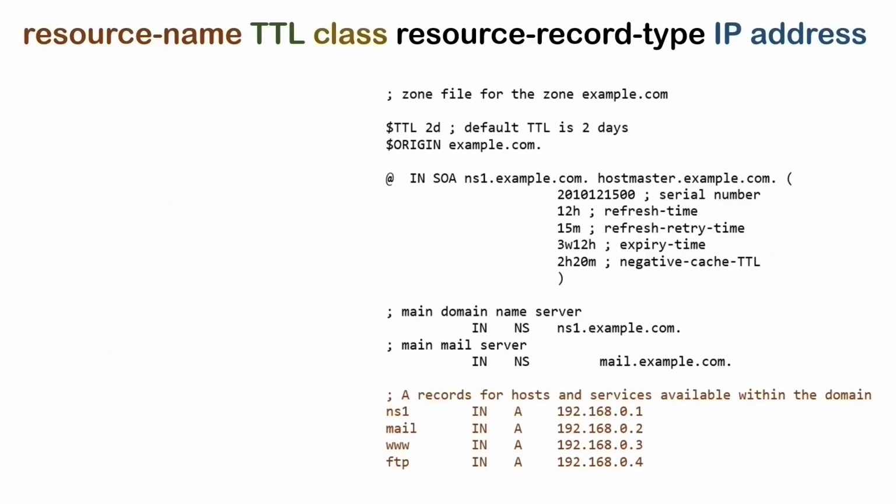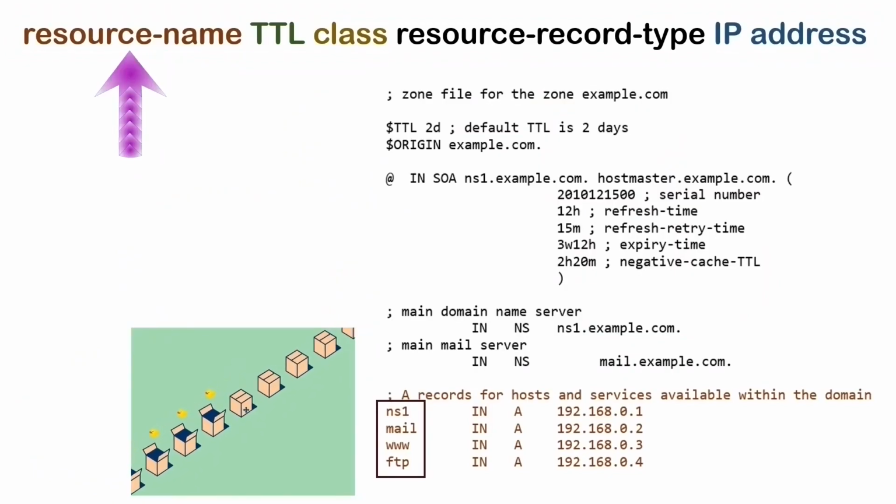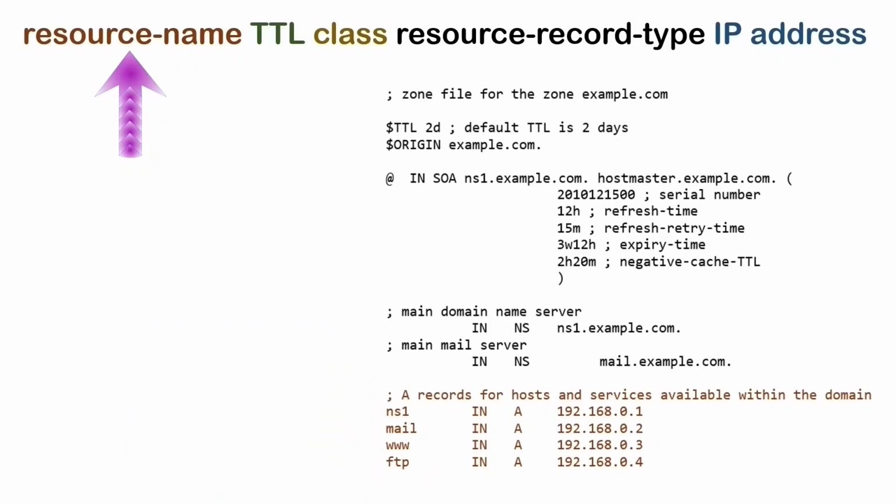To add a host record, we use the following syntax. The name field defines the name of the host or service whose IP address we want to make publicly accessible. If we use a relative name here, DNS automatically converts it into a fully qualified domain name by adding the origin directive's value to it. The TTL field defines how long other name servers and resolver systems can cache this record. The class field defines the class type of this record. The resource record type field defines the type of record.